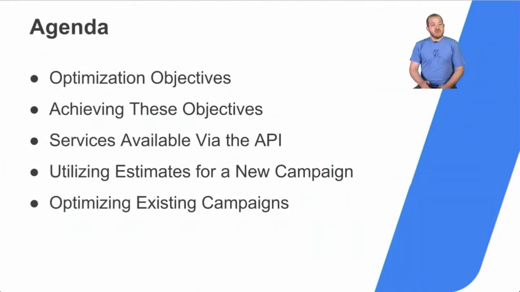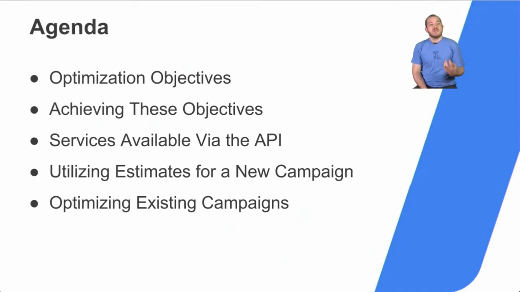So, a quick overview of what we're going to be covering today. First of all, I'm going to touch a little bit upon the optimization objectives that you're trying to achieve when using these services. And then how you can achieve these objectives with the AdWords API services. Thirdly, we're going to talk about which services exactly, the Targeting Idea Service and the TrafficEstimator Service, and how you can use them via the API.